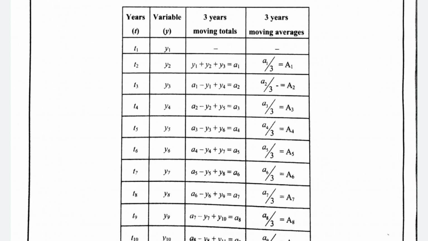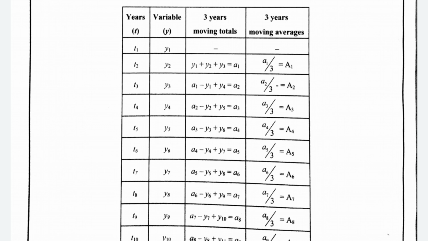Then again you have to make the average. So how will you make the average? You have to find the 3 years moving average. Whatever the answer of a1, you divide it by 3. In this way you can solve the 3 yearly moving average.